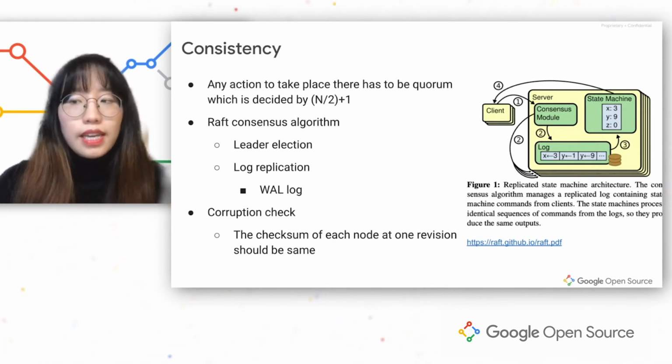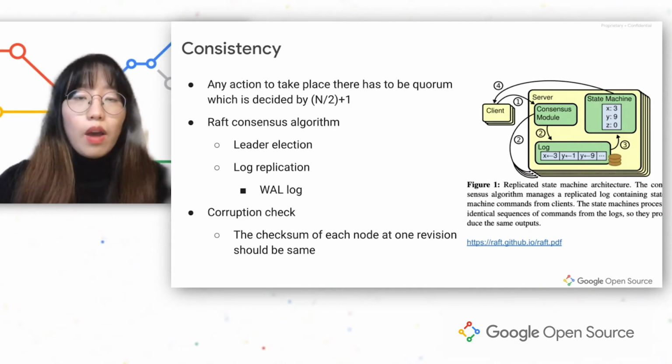Revision number is an important concept in etcd. I'll mention it later in our later slides. Corruption check is built on top of this property. It does a hash operation and then compares the checksum of each member at one revision. The checksum of each member at one revision should be identical. To avoid regional cluster corruption, we need to run the corruption check periodically to make sure the disk data is consistent. It is very important.